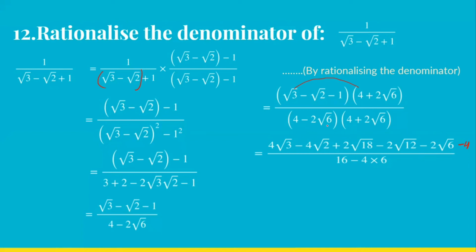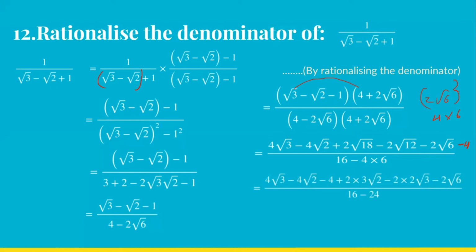And (a minus b) into (a plus b) is a square minus b square. So 4 square is 16 and 2 root 6 whole square: 2 square is 4, root 6 square is 6. So this is how we get 4 into 6, which is going to be 24, right? So let us simplify this further.